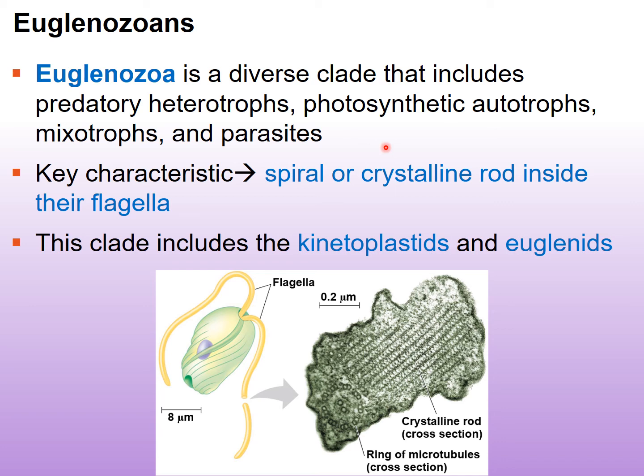Now, the main feature that distinguishes the Euglenozoans from the other clades is that they have a spiral or crystalline rod inside their flagella. The clade includes the Kinetoplastids and the Euglenids. Okay, so this is the one that actually divides into two major categories. And again, the Kinetoplastids and the Euglenids are expected to also have the spiral or crystalline rod inside their flagella. So that's a key characteristic of Euglenozoans.